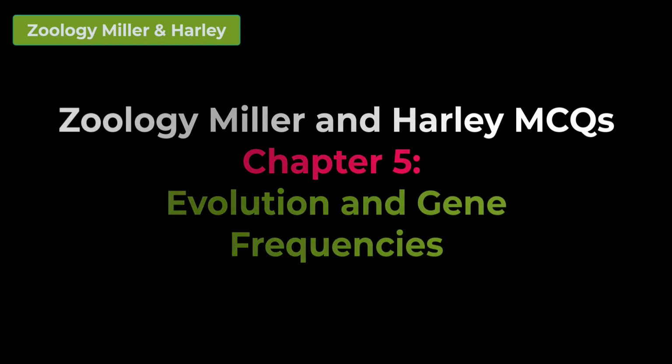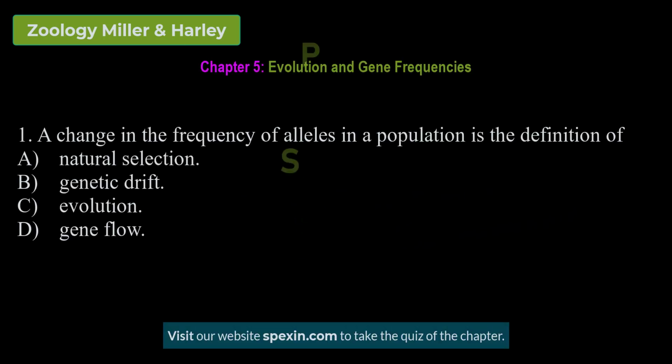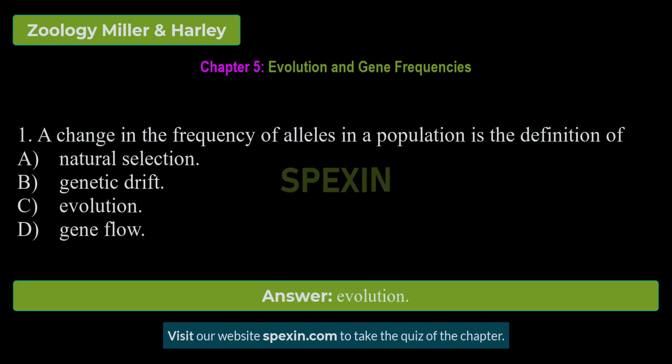Zoology Miller and Harley MCQs, Chapter 5 Evolution and Gene Frequencies. Let's start. A change in the frequency of alleles in a population is the definition of natural selection, genetic drift, evolution, gene flow. Correct answer: evolution.